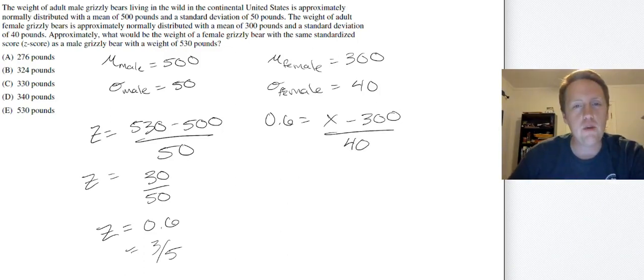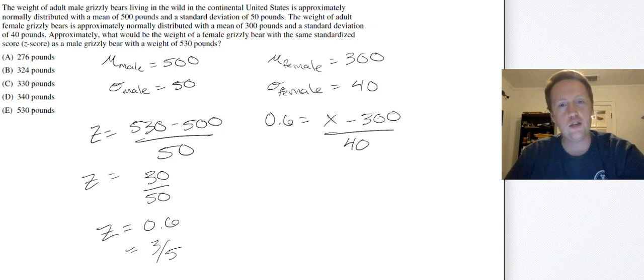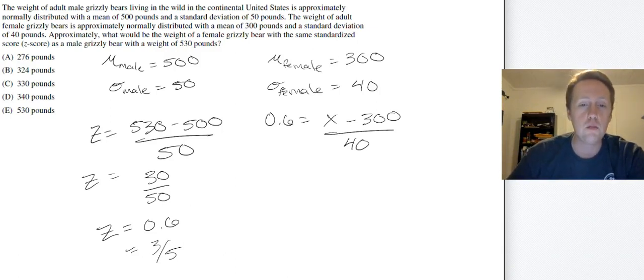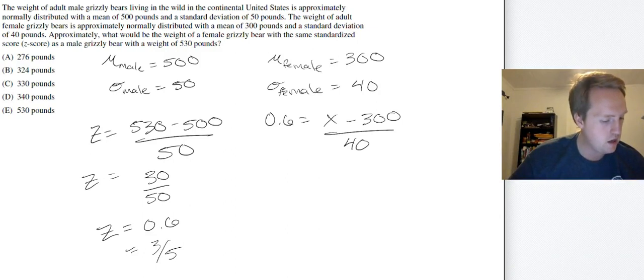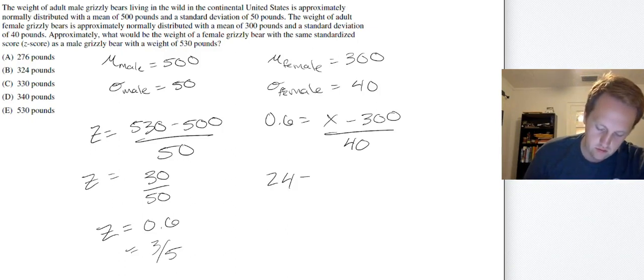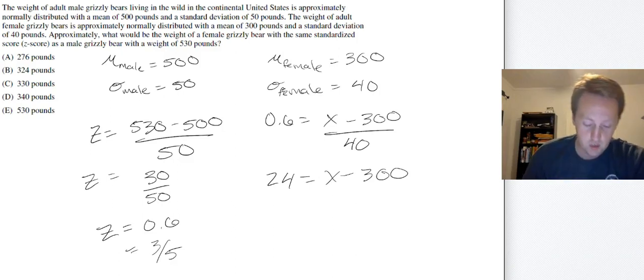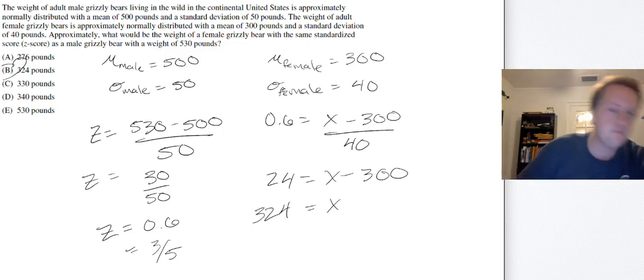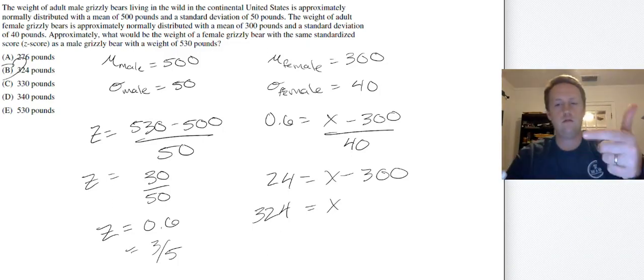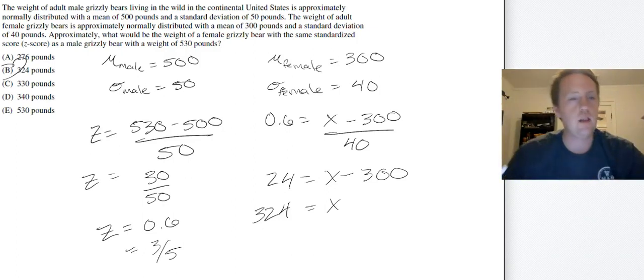So this is a lot like the problem that we did previously. Now, it just took us an extra step or two to get there. So I'm going to multiply both sides by 40, and I'm going to be lazy, not do this in my head. Okay, 0.6 times 40, 24. I should have known that. Please don't be disappointed in me. And then I'll add 300 to both sides, and I get x equals 324 pounds. B. Cool.